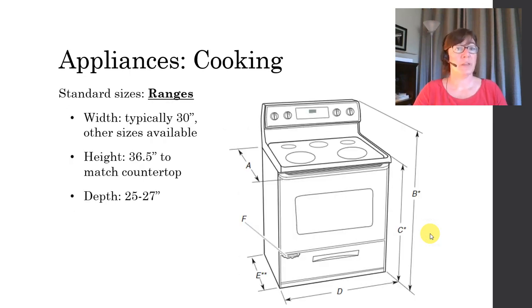Moving on to ranges, they also have a typical width of 30 inches. The height is 36.5 inches to match your countertop or actually be slightly above. The depth of your range is 25 to 27 inches, so they're going to pop slightly out from your 24-inch cabinets.